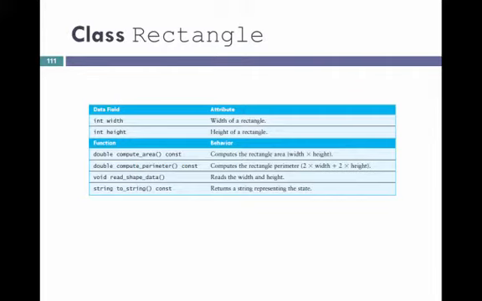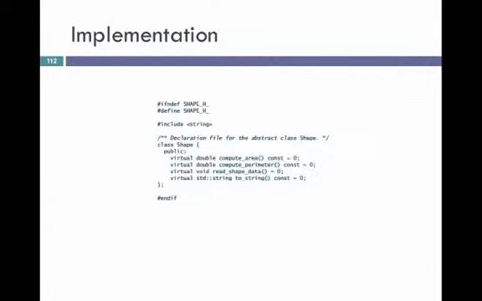For instance, here's the rectangle class. It has a height and a width, and it will implement these four functions. Here's the header file for our shape class. It's an abstract class because all of the methods are declared virtual, and it says equals 0 here. So there's no corresponding CPP file and no implementation for these methods. The intent is that derived classes will implement these methods.